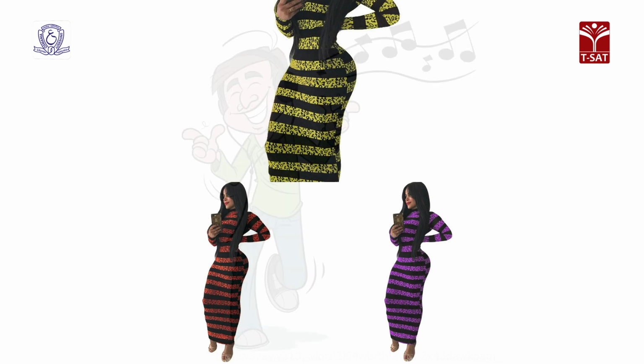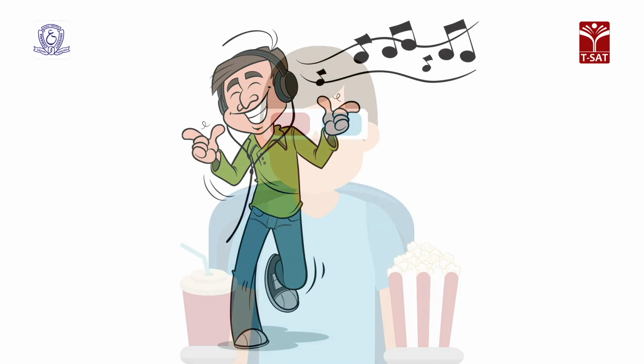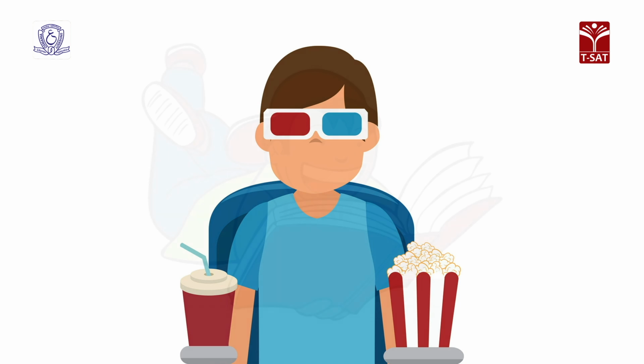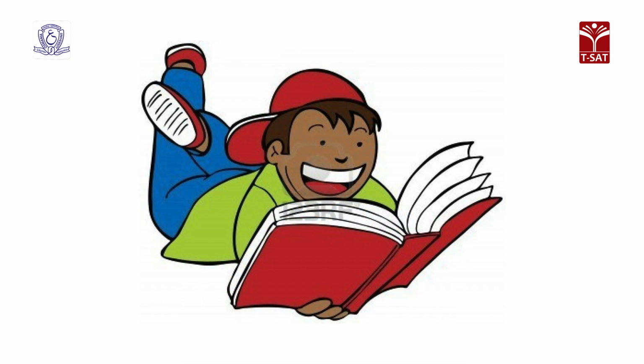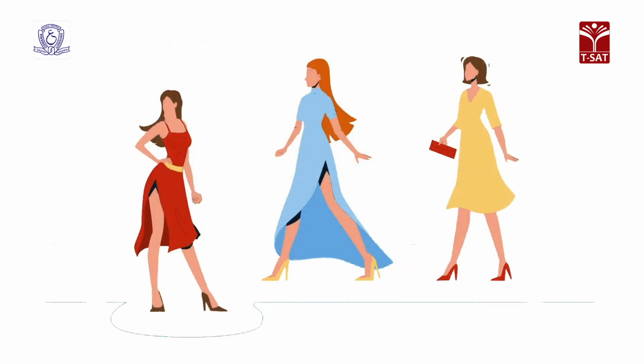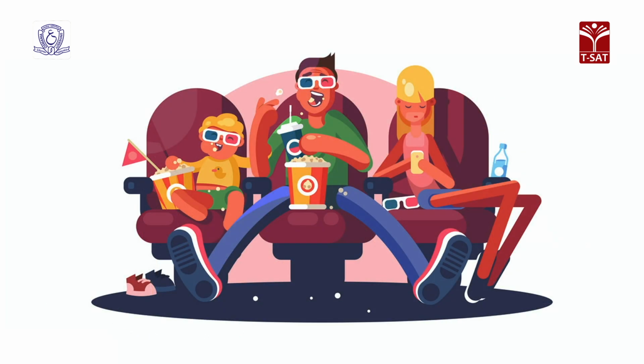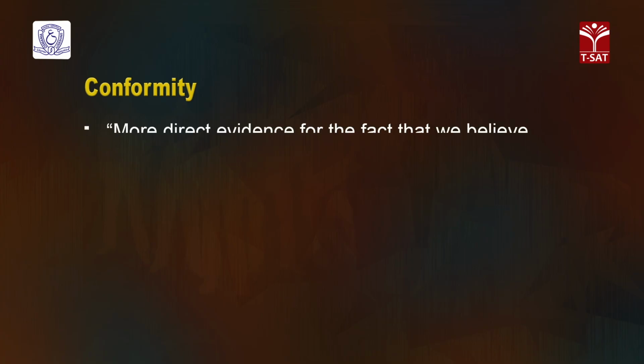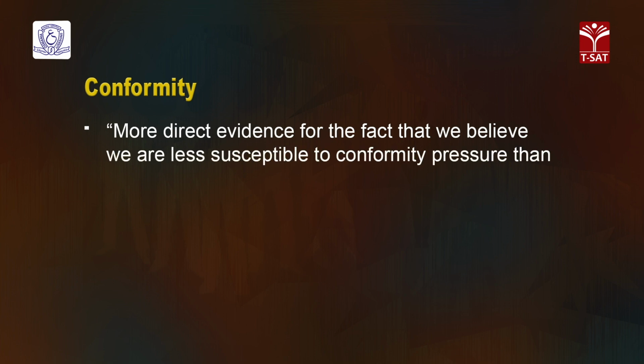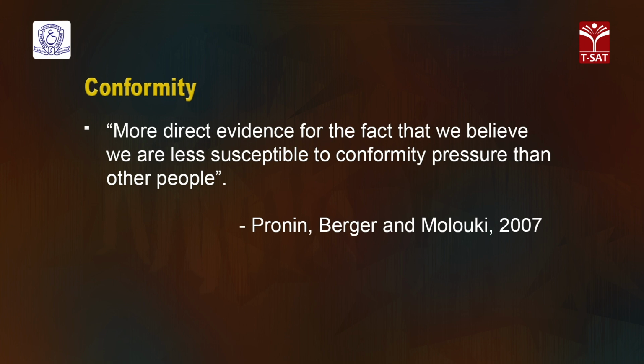We tend to wear the same styles of clothing as our friends, listen to the same music, see the same movies, and read the same books and magazines, etc. Overall, we feel much more comfortable when we are similar to our friends and family than when we are different from them. More direct evidence that we believe we are less susceptible to conformity pressure than other people is provided by research conducted by Pronin, Berger and Molouki in 2007.